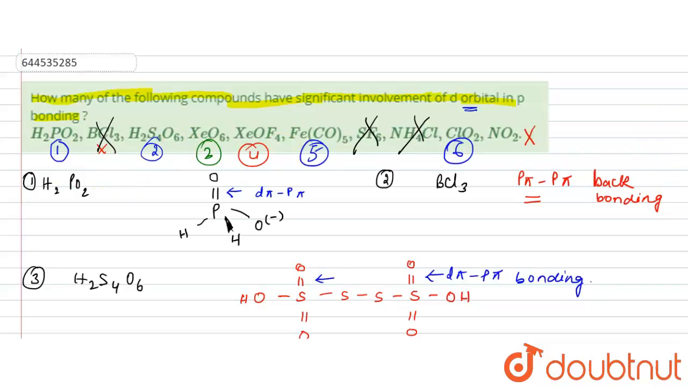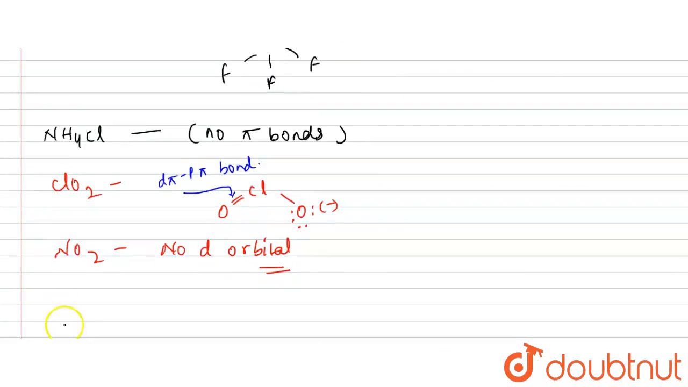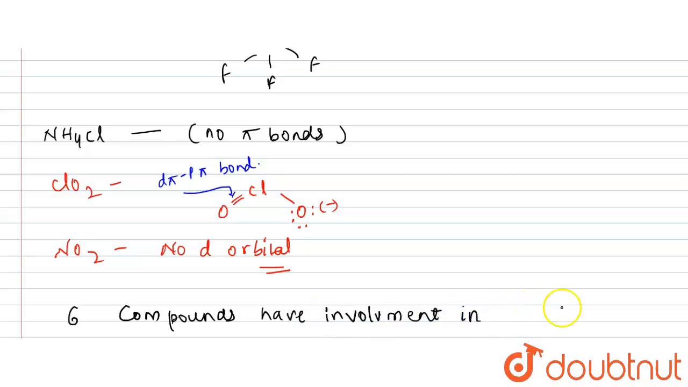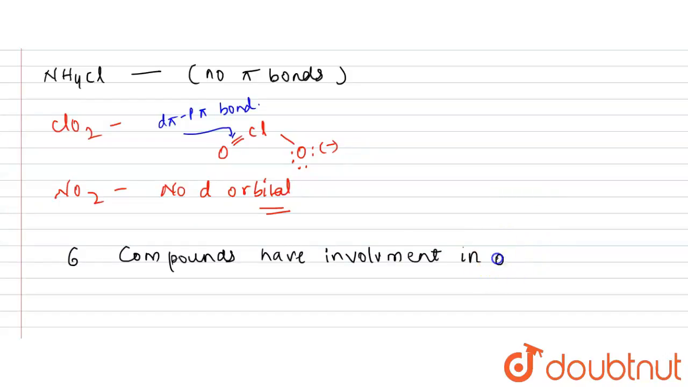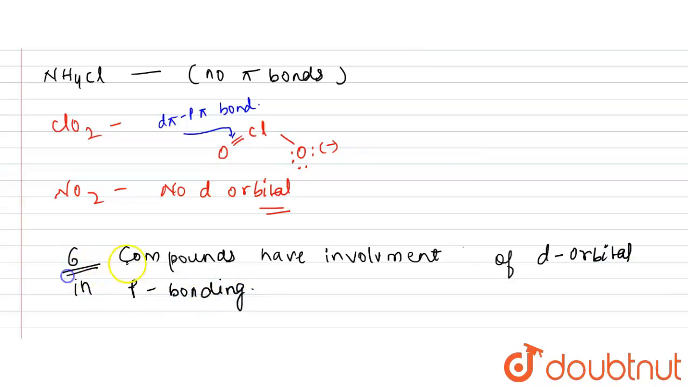So how many of the following compounds have significant involvement? You will say that 6 compounds have involvement of d orbitals in pi bonding. This is very important. 6 compounds. So the answer to the given question is 6. I hope you have understood.